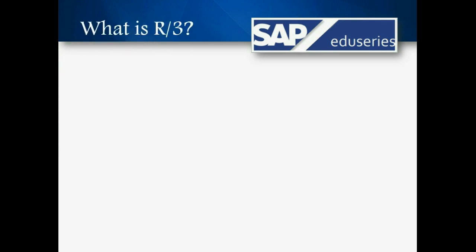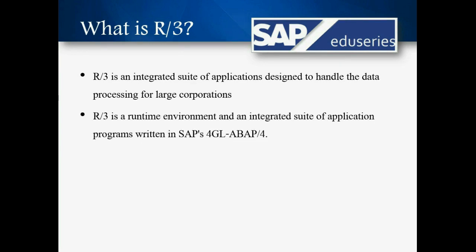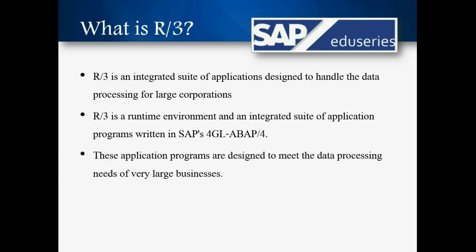What is R3? R3 is an integrated suite of applications designed to handle the data processing for large corporations. R3 is a runtime environment and an integrated suite of application programs written in SAP's 4G, ABAP 4. These application programs are designed to meet the data processing needs of very large businesses. R3 is the system in which your ABAP 4 programs will run.